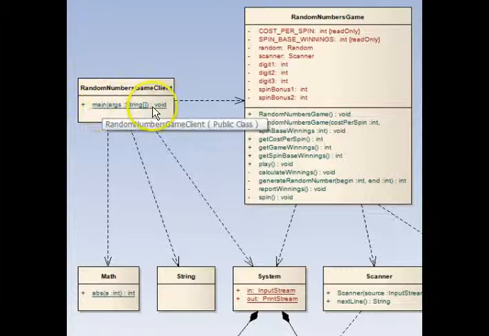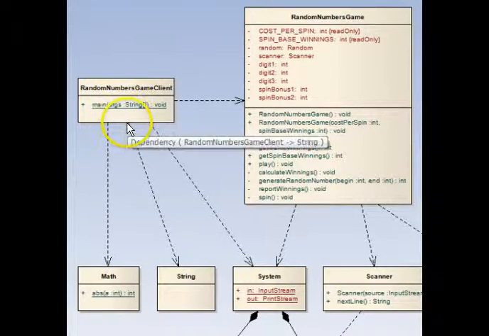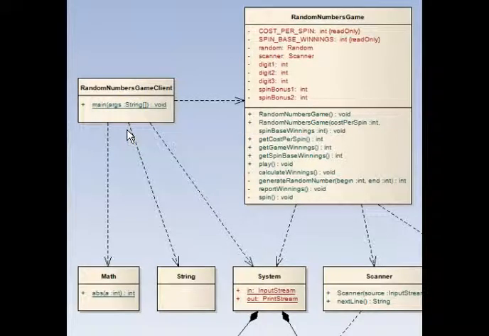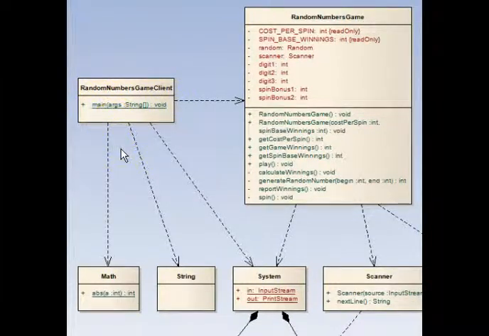Members that are underlined in a class diagram, such as down here and up here, are static. Static members can actually be called or used without having an object. All you need is the class name and then the member name to call or access them. For example, in the random numbers game client, there's a main method. We've seen main before in our basic applications. That's where the program starts running.